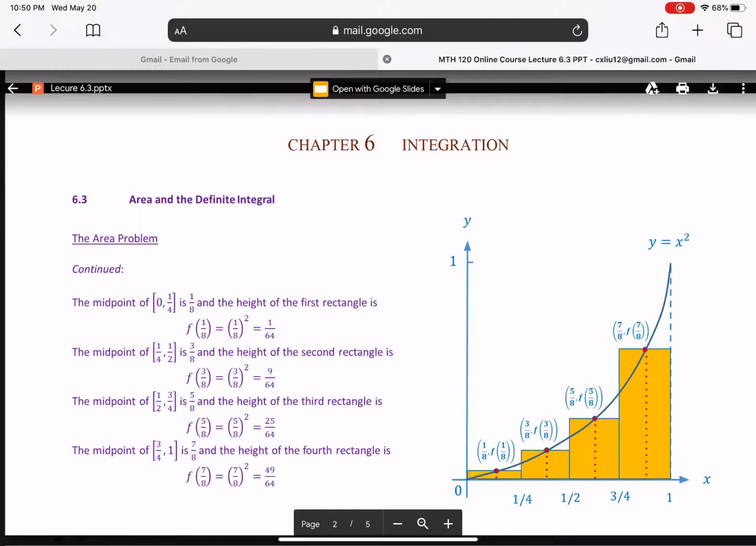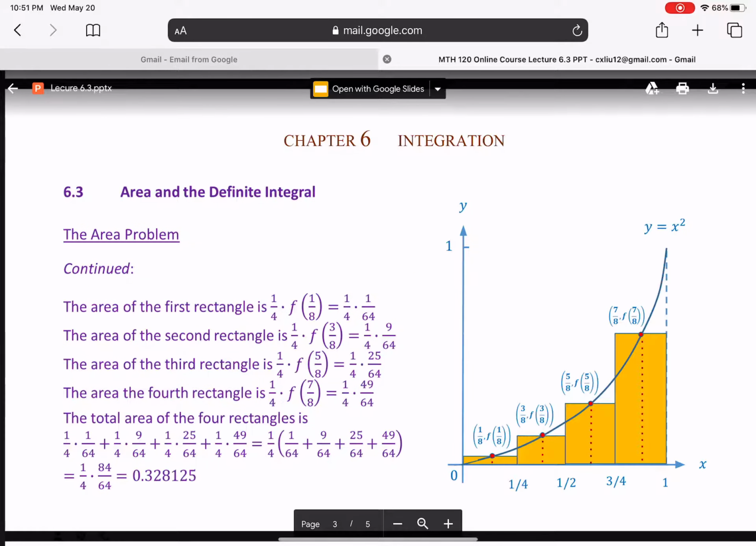The midpoint of 1/2 to 3/4 is 5/8, and the height of the third rectangle is f of 5/8, which is 5/8 squared. We get 25 over 64. And the midpoint of 3/4 to 1 is 7/8, and the height of the fourth rectangle is f of 7/8, which is 7/8 squared. We get 49 over 64. So we have the height of each rectangle, and then we can compute the area of the rectangles and get the approximation of the area under the curve.